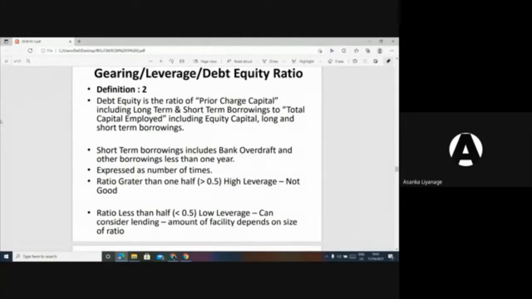If you take this including long term and short term borrowings, that is the definition of debt capital under definition 2, the second category of ratios under gearing. Debt capital means long term and short term borrowings to total capital employed. But total capital employed we find as debt capital plus equity capital, both. First we define how much the debt capital is and how much the equity capital is.